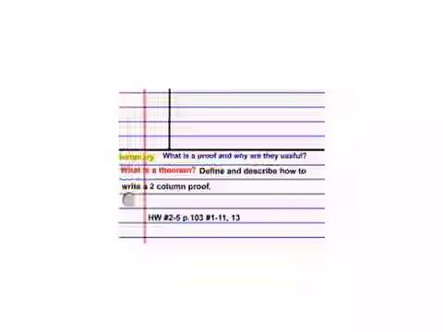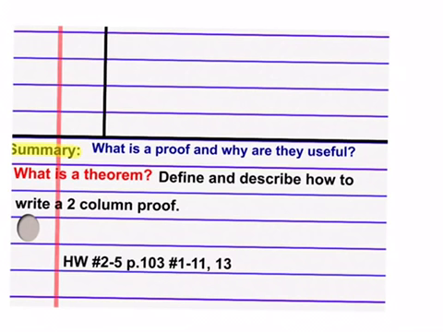Okay. Last but definitely not least is our summary. So we have, what is a proof? Basically I'm asking that question, what is the 2-column proof? Why is it useful? It's a way to make a nice logical argument. Then the second question is, what is a theorem? How is a theorem different from a postulate? And then describe how you set up your 2-column proof with statements and reasons. Then you should work on homework 2.5 on Big Ideas. Thank you.